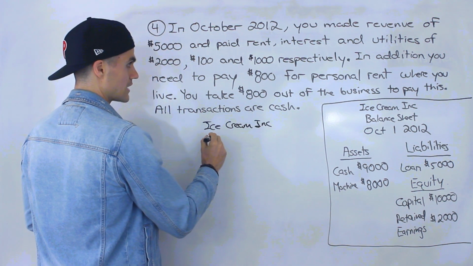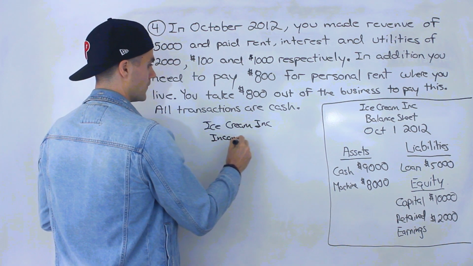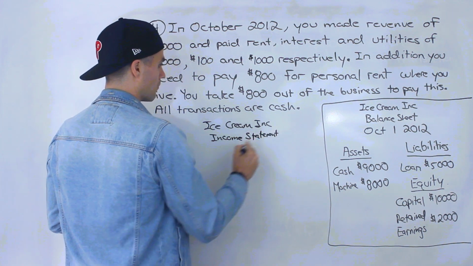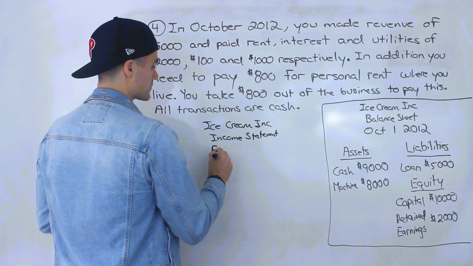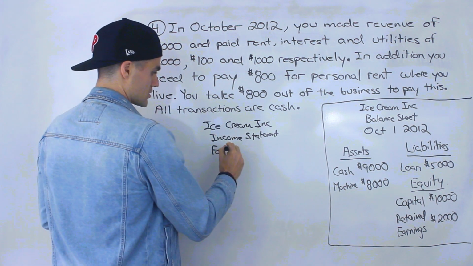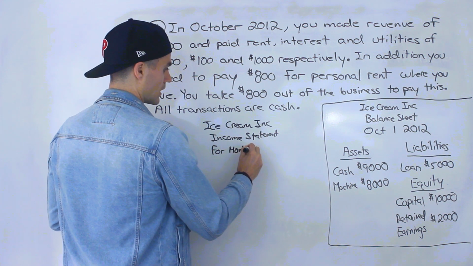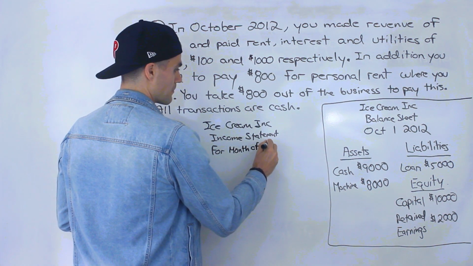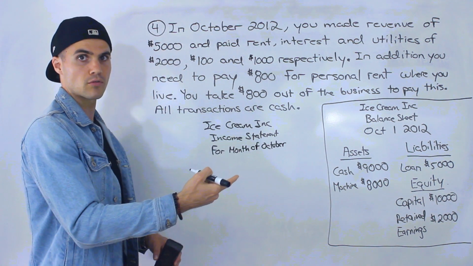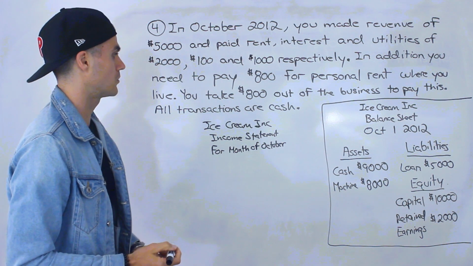So we got Ice Cream Incorporated, we got income statement, and then we have for month. Remember, an income statement is for a period, during a period of time. So it's going to be for month. You could write of October. As I mentioned before, you could also write for month ended October 31st. You would put the last day of the month. I'm just going to put for the month of October.